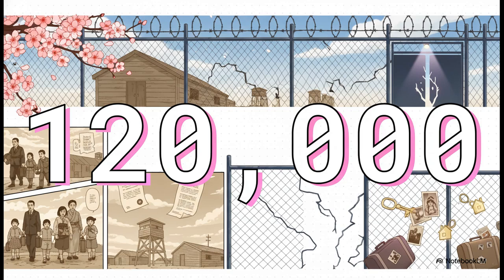And we have to look at what happened right here at home, too. Fueled by wartime paranoia and deep-seated racism following Pearl Harbor, Executive Order 9066 forced 120,000 Japanese Americans completely out of their homes. They were placed into remote, military-supervised internment camps, unjustly stripped of their property and their fundamental civil rights.